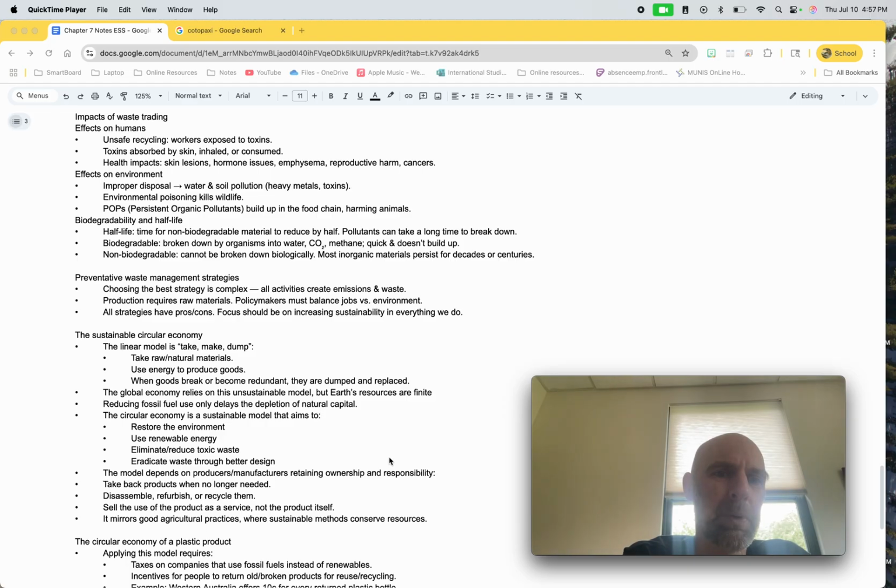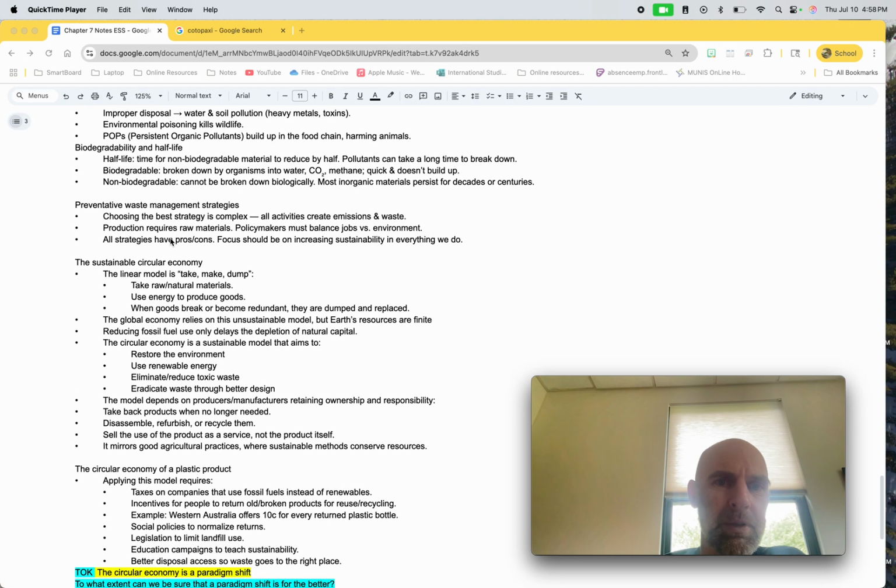Persistent organic pollutants build up in the food chain, harming animals. That's why, right now, take a look at why you shouldn't eat fish more than twice a week. I mean, if it's ocean fish, or probably other fish too. Biodegradability and half-life. Half-life is the time for non-biodegradable material to reduce by half. Pollutants can take a very long time to break down.